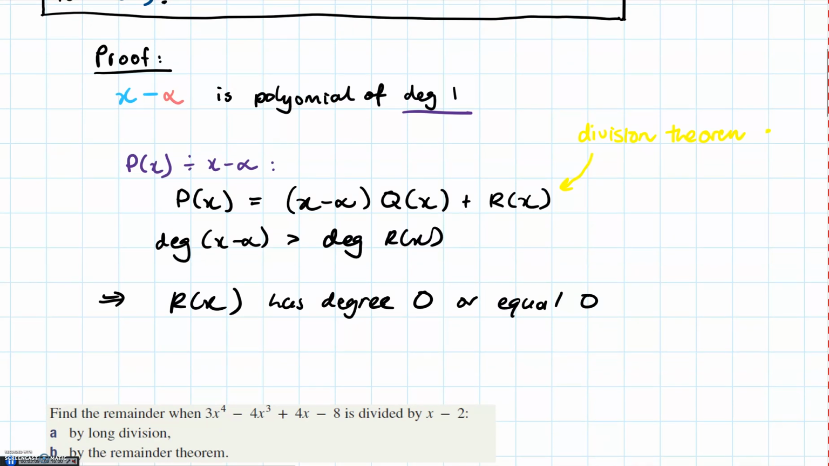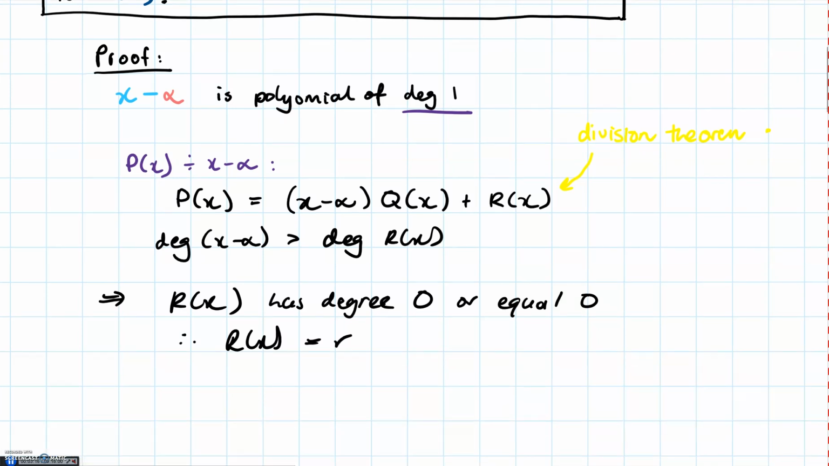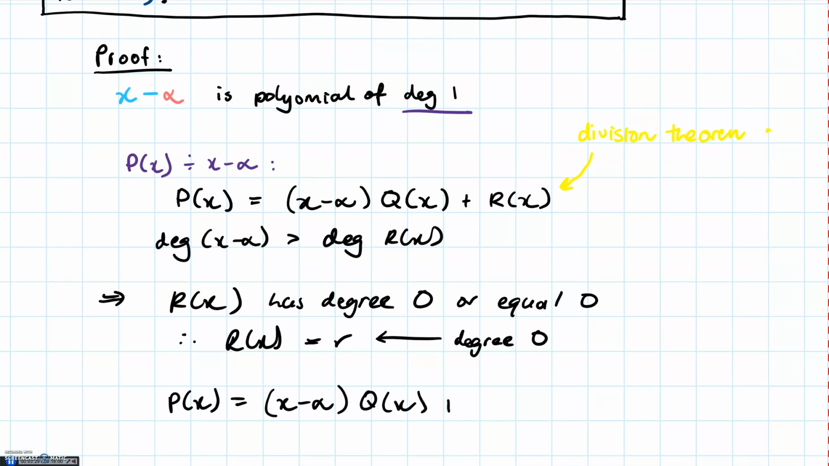So that means we can just replace r of x with the number r. This number has degree 0, which is why I'm writing it as r. So we can rewrite the polynomial as p of x is equal to x minus alpha times q of x, plus r.